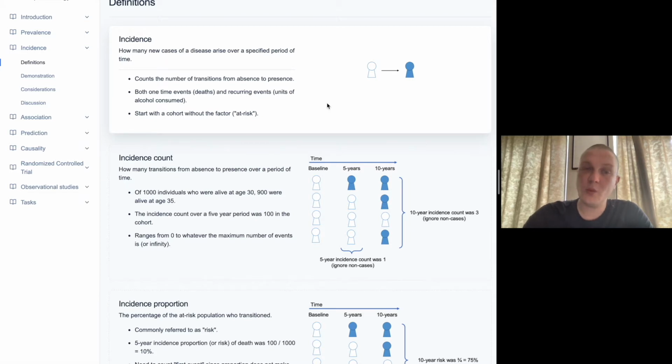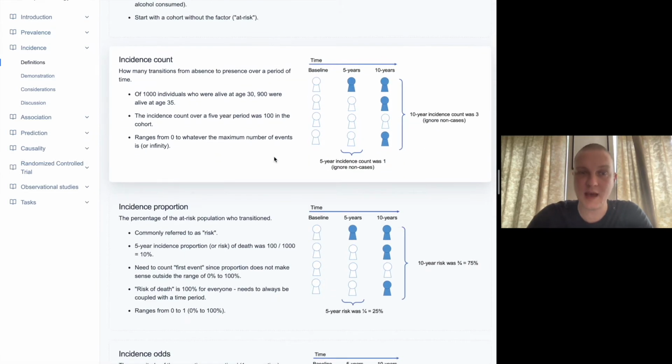And it could be one-time events, such as death, but it could also be reoccurring events, such as units of alcohol consumed. When we think about incidence and try to measure it, we start with a cohort that doesn't have the factor. We usually call that they are at risk, so they don't have it yet, but they're at risk of having a factor. Just like prevalence, we have different ways of measuring and expressing incidence. So we'll go through those now.